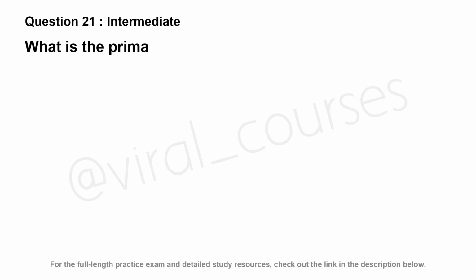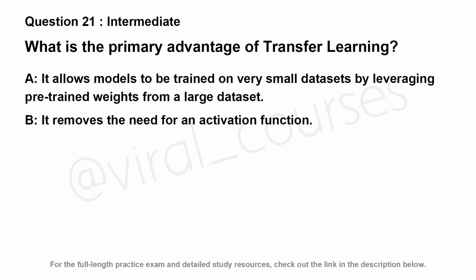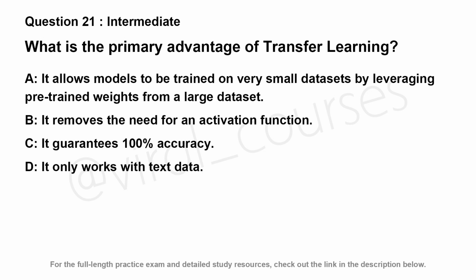What is the primary advantage of transfer learning? Option A. It allows models to be trained on very small datasets by leveraging pre-trained weights from a large dataset. Option B. It removes the need for an activation function. Option C. It guarantees 100% accuracy. Option D. It only works with text data.